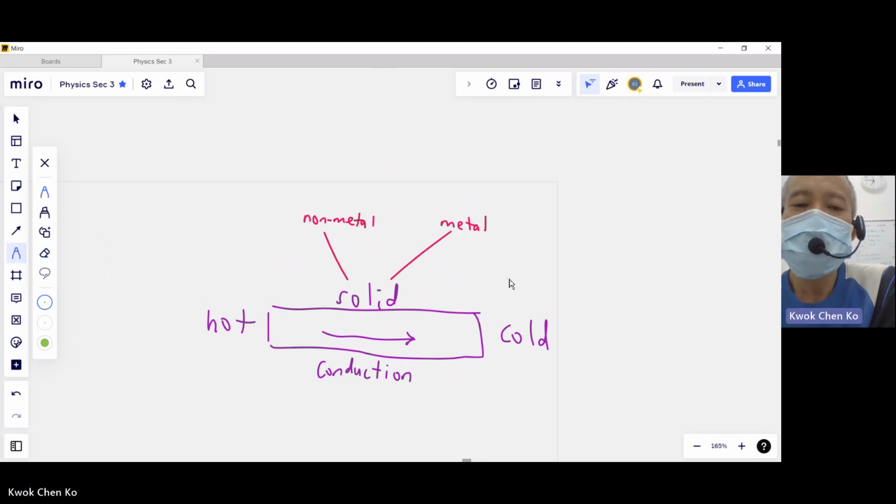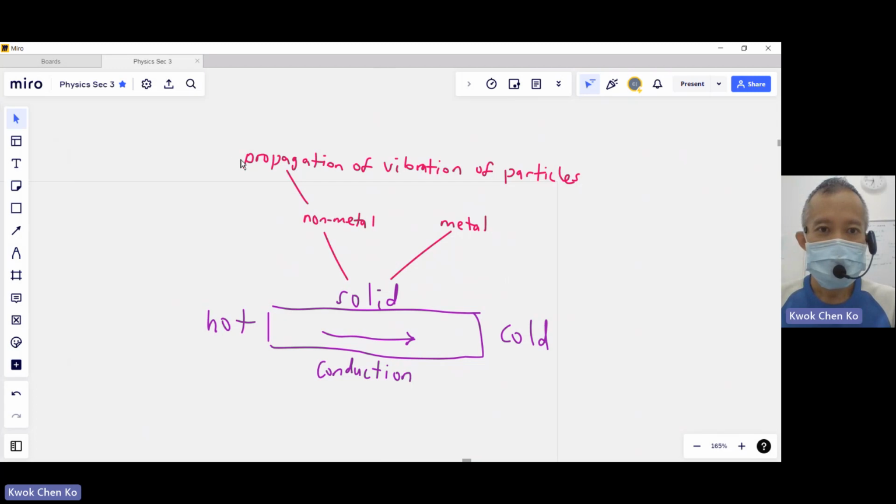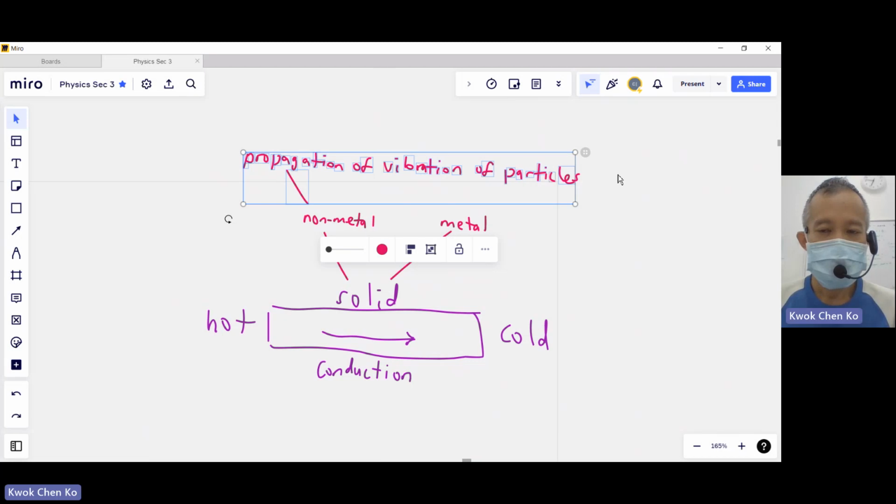Now, the issue is why differentiate? Because for non-metals, how does conduction work? Basically, propagation of vibrations. Let me write this down first. Vibration of particles in the metal, I mean, in the solid, of course. Okay, I'll tell you very soon. Don't use fancy words. These are the words you need to use in your answer.